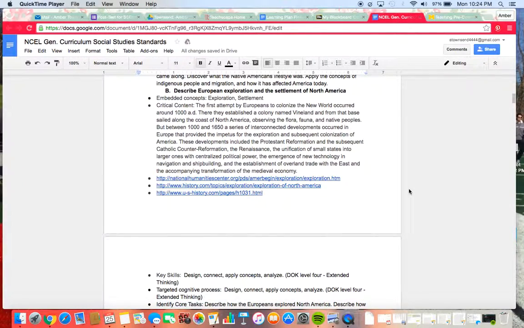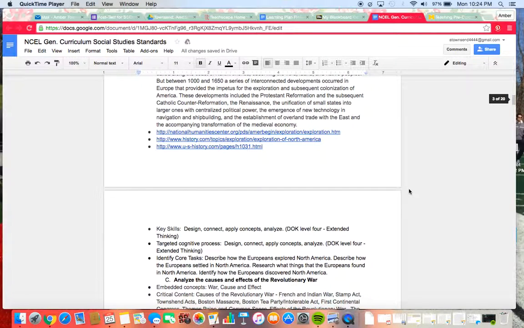The second part of this standard is asking to describe European exploration and the settlement of North America. So the task that I took out of this standard was to describe how the Europeans explored North America, describe how the Europeans settled in North America, research what things the Europeans found in North America, and identify how the Europeans discovered North America.